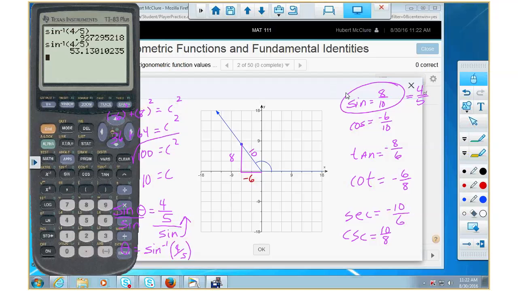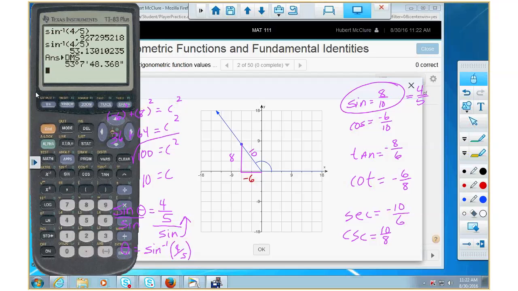53.13. Now, of course, you can change that, and I think you can hit math, and somewhere in here is degrees, minutes, and seconds. I can't find it right now, but I'll find it eventually. Second angle. There it is. Degrees, minutes, and seconds. So if you wanted to change that to degrees, minutes, and seconds, you'd hit 4. Enter. There you go.